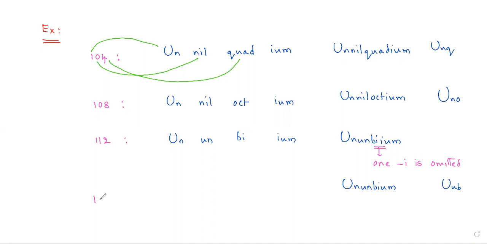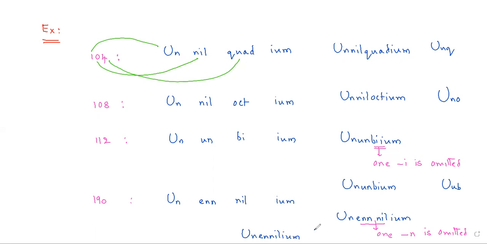Suppose the atomic number is, say, 190. Let's see. 1 un, 9 enn, then nil, then ium. What do you write? Un enn nil ium. Look at this. Even here also, one n is omitted. You can just omit one n. What do you write? Unennilium, and the symbol can be given as Uen. That's it. So these are the two special cases.